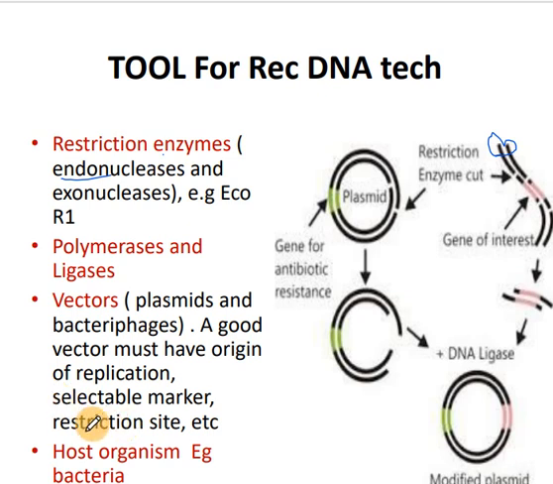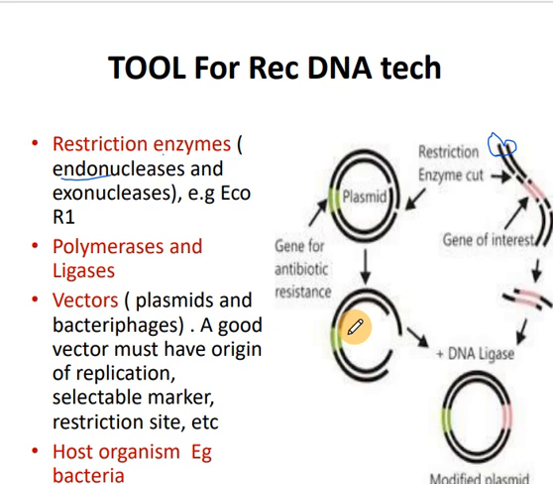The next is what we call the restriction enzyme site. A good vector must have a site where the restriction enzyme can cut so we can insert our gene of interest inside there. The last one is the host organism. The host organism is that into which the vector can be incorporated, so that it can be used to synthesize a lot of copies of our vector. So we can have several copies of the host organism containing our vector with our gene of interest.